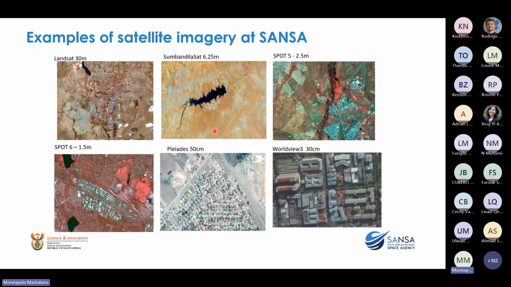These are some examples of the satellite imagery that we host at SANSA: Landsat with a spatial resolution of 30 meter, Sumbandila Sat, our very own satellite, at 6.25 meter, the SPOT data at 2.5 meter. Over here, we've got SPOT 6 at 1.5 meter. And other data sets that we provide, as a reseller, are Pleiades and WorldView at 30 centimeter.